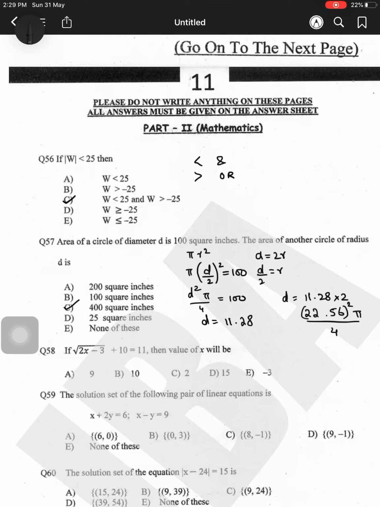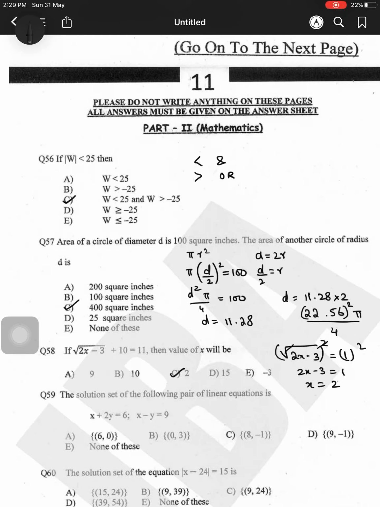In this next question, what you're going to do is take the 10 to the other side. So this is going to be under root 2x minus 3 is equals to 1. Square both sides and you'll get 2x minus 3 is equals to 1. X is equals to 2, which is C.